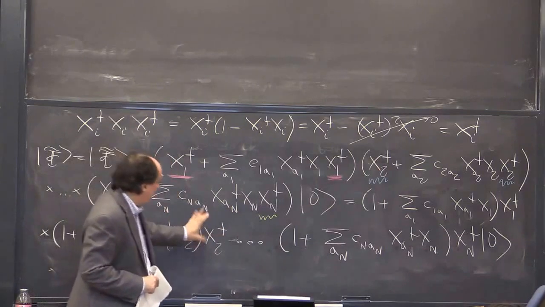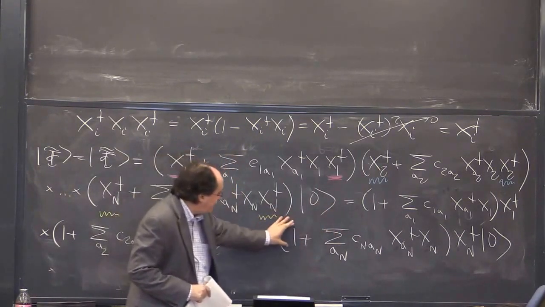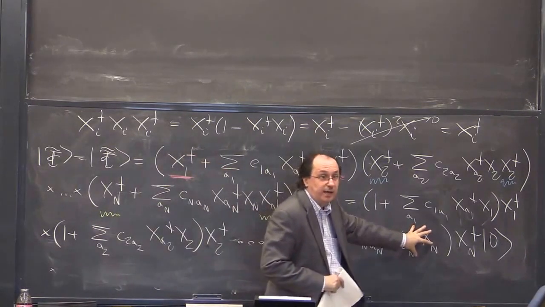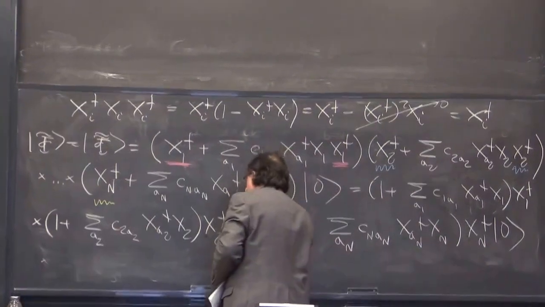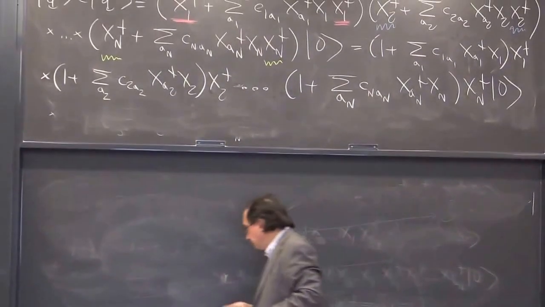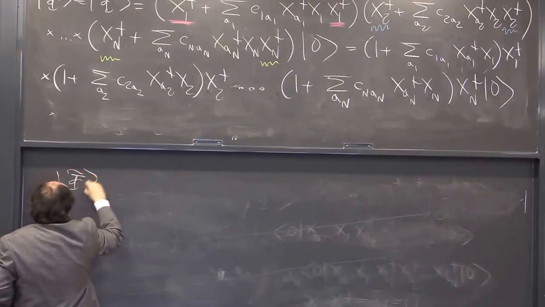Right? For example, x2 dagger, you can move it across all of these because you always end up either commuting with a unit operator or commuting with the pair. Okay? So based on this, I can move all these operators in front of the true vacuum.